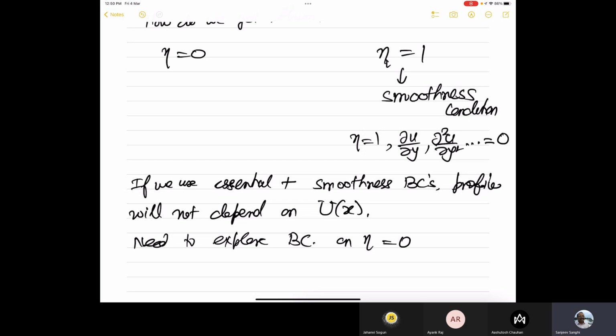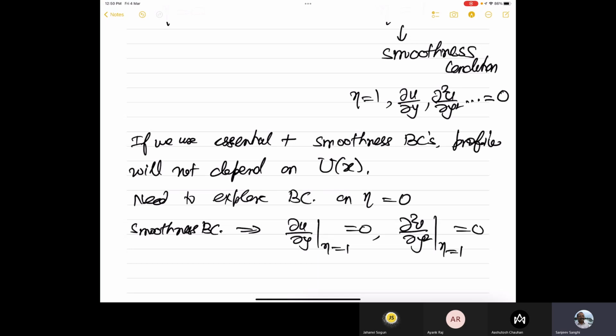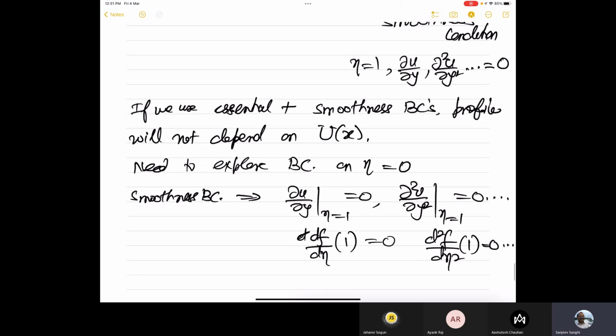So what we are saying is that the smoothness boundary conditions imply du by dy at eta equal to 1 is 0, d2u by dy square at eta equal to 1 is 0, and so on. And du by dy will lead to df by d eta at 1 is 0. This will lead to d2f by d eta square at 1 is equal to 0, and so on.